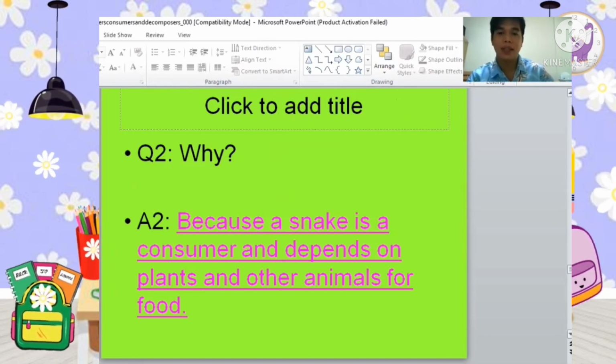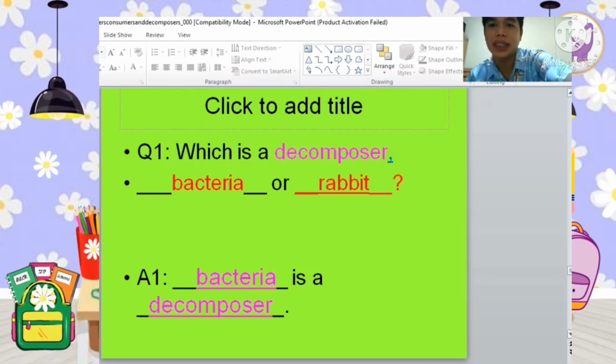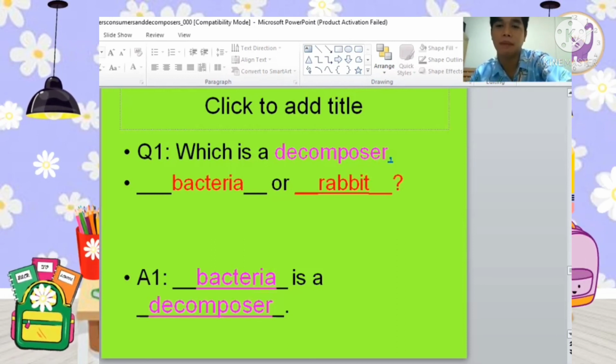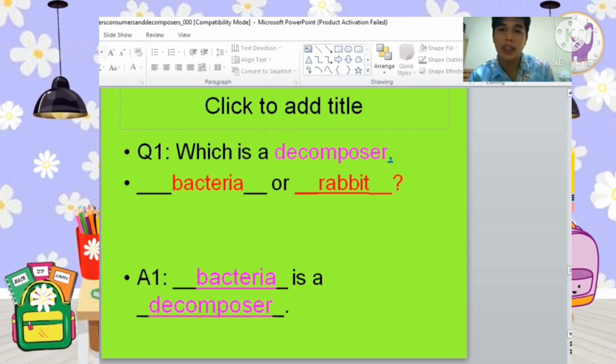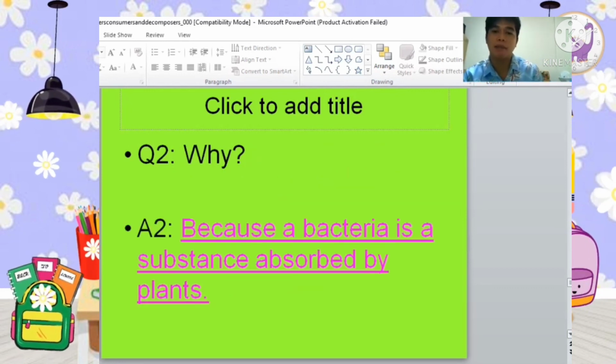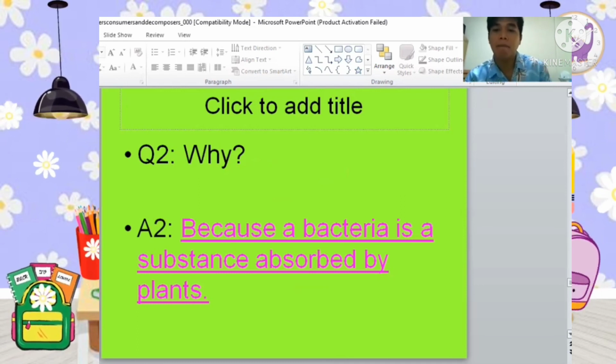Now let's have another example. Which is a decomposer, bacteria or rabbit? I will give you 3 seconds to think. Bacteria is a decomposer. Why? Because bacteria is a substance absorbed by plants.